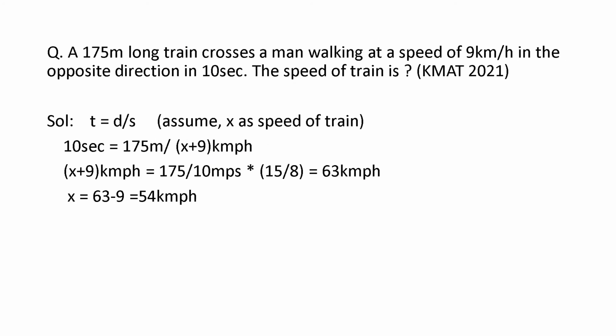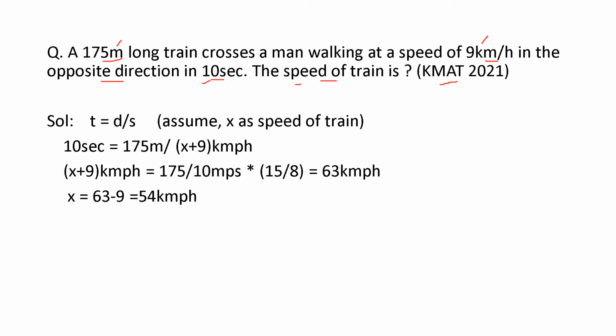Here is a question for you. This is from a KMAT entrance question paper. A 175 meter long train crosses a man walking at a speed of 9 kilometers per hour in the opposite direction in 10 seconds. Speed of the train you have to find. Length of the train is 175 meters. Speed of the man is 9 kilometers per hour and the time given is 10 seconds. Speed of the train you have to find.